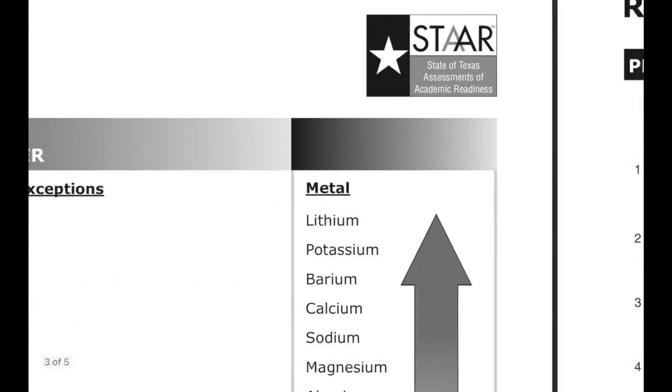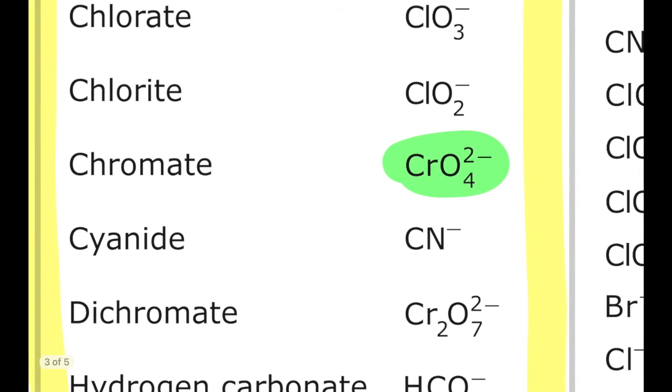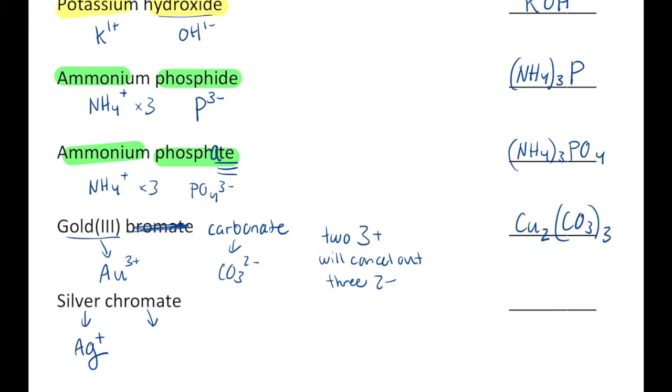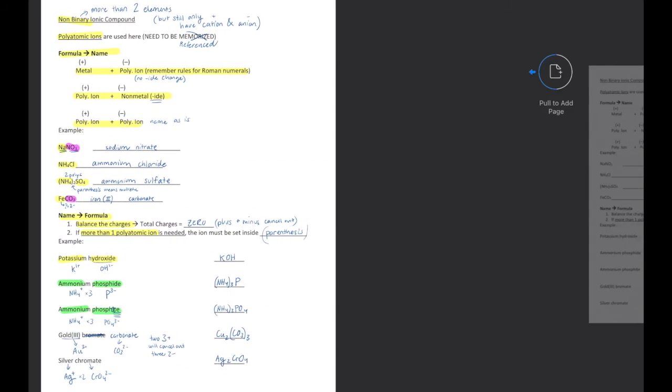And we're looking at the next one here, silver. Silver chromate, so CrO4 2 minus. Silver is something that you memorize. It should always have a 1 plus charge. You need 2 silvers to cancel out that 2 minus charge. So there we have it. That's how we write the formulas.